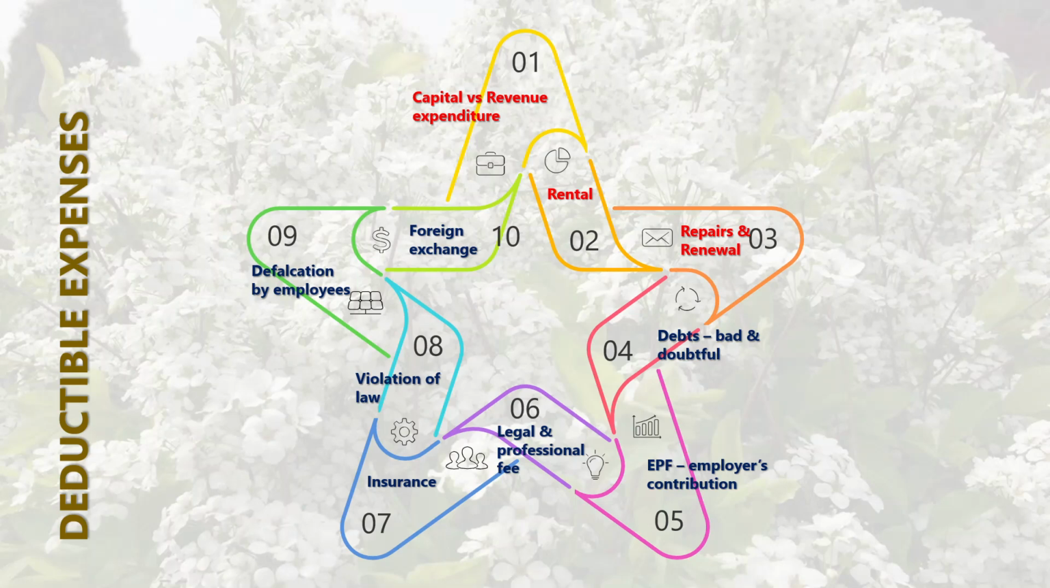Okay, first one, if you refer to para 7.0, textbook page 235, you will see capital expenditure and revenue expenditure. This is the main or core basis that we need to use in order to determine whether it is a deductible expense or not. Is it capital expenditure or revenue expenditure? In general, capital expenditure will not be deductible. However, revenue expenditure would be deductible.